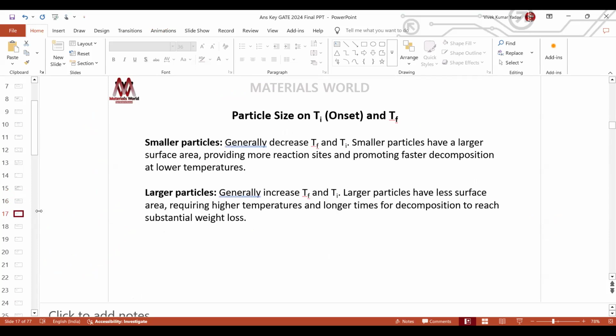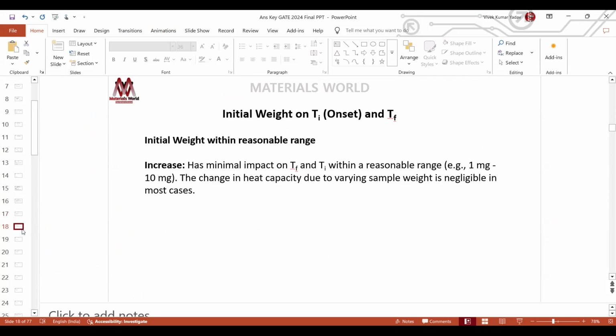And particle size I have already given you. A smaller particle will decrease Tf. Why? Because more heat transfer will happen. Okay, and decreased Tf means it is more quick. Okay.